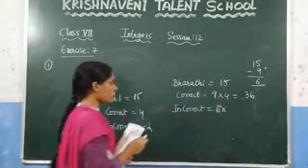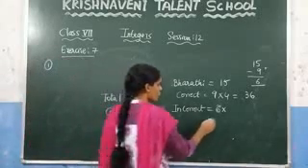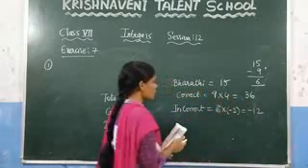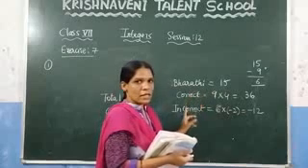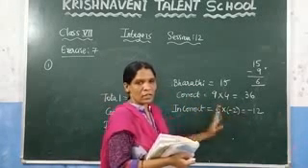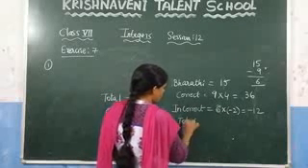For each incorrect answer, how many marks are they reducing here? Minus 2 marks. So here 6 into minus 2, which is nothing but minus 12 marks. This is the marks she got for the correct answers, and this is the marks she has to be reduced for the incorrect answer.